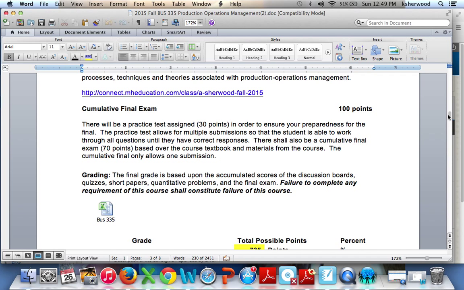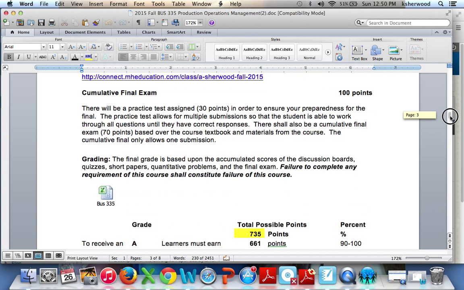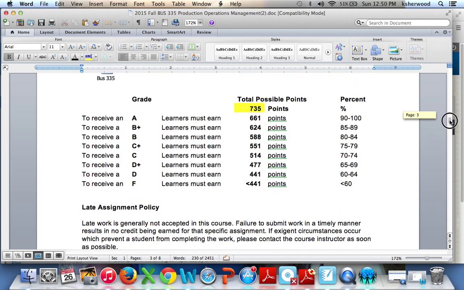It's over the course of the whole. I mean, it'll cover questions from throughout the whole class. If you open up this Excel document, for those who are very structured, it will lay out those points in a format that's pretty structured. Here's the points breakdown for how you'd get an A, B, C, etc.